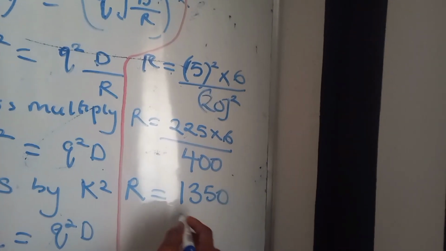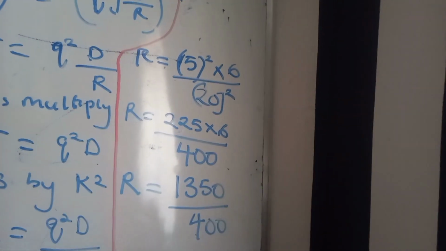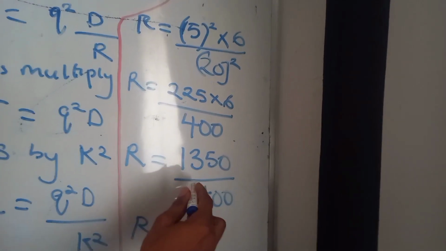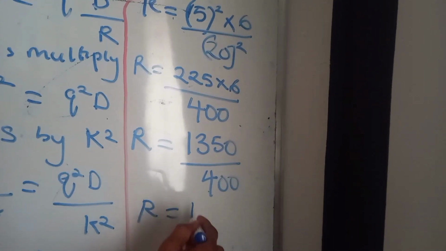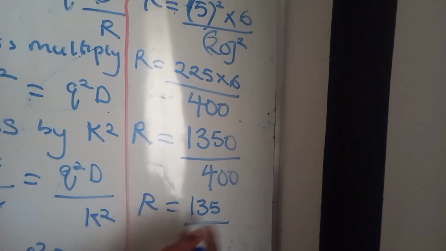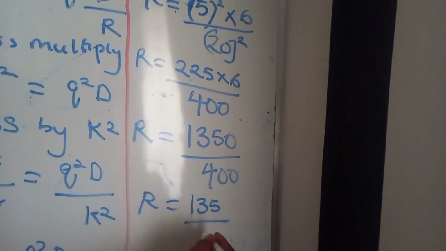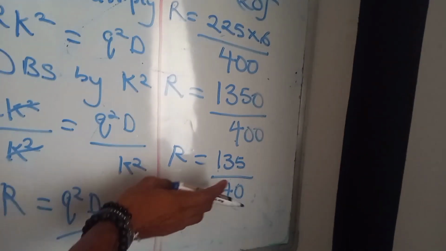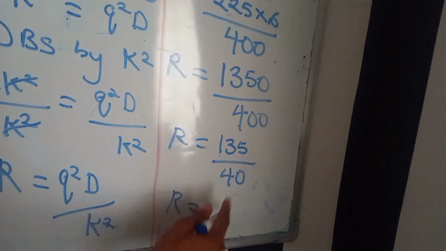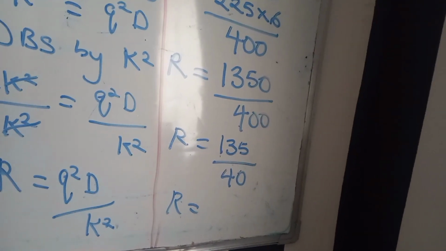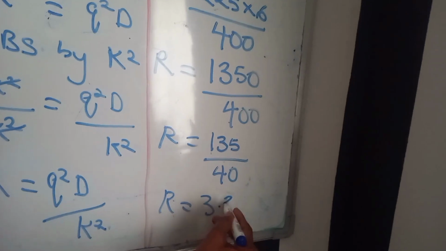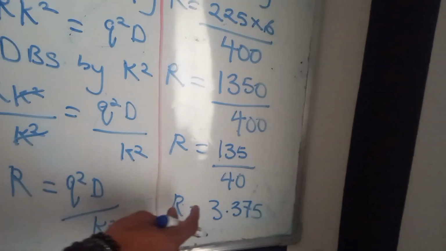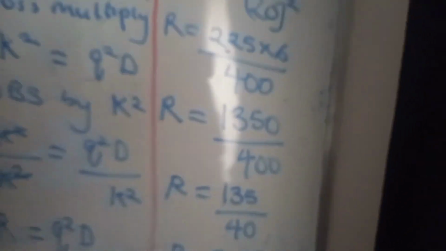So r equals 225 multiplied by 6, which is 1350, over 400. What can divide 1350 and 400 is 10. 10 goes into 1350 135 times, and 400 divided by 10 is 40. So you can either answer like this, or 135 divided by 40, I have 3.375. That is what you have. This is my final answer for number 8.